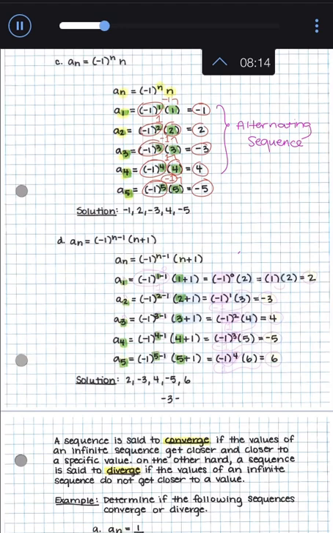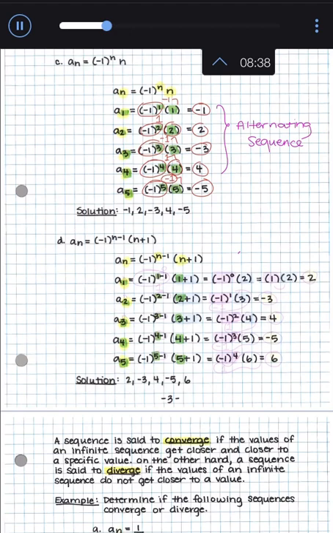Let's look at problem D. In problem D, we have a sub n equals negative 1 to the n minus 1 times n plus 1. So again, we're going to find the first 5 elements of our sequence. So we'll plug in n equals 1, 2, 3, 4, and 5. So we're plugging in our n's for all the n's there.